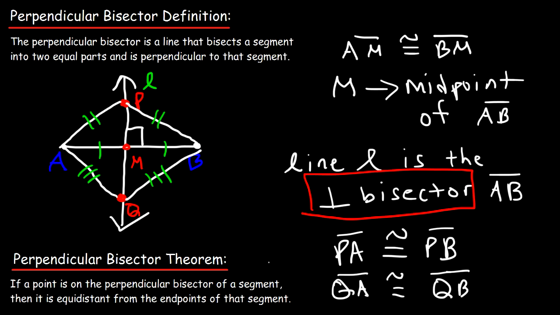Now there's another version of this theorem which states that if two points P and Q are equidistant from the endpoints of the segment, that's A and B, then those two points determine the perpendicular bisector of that segment. So we can also say that line PQ is the perpendicular bisector of segment AB.